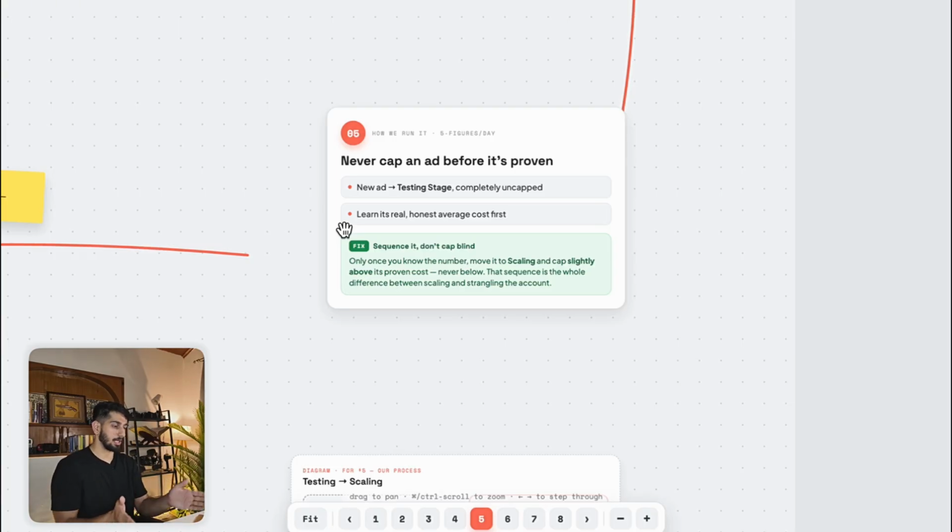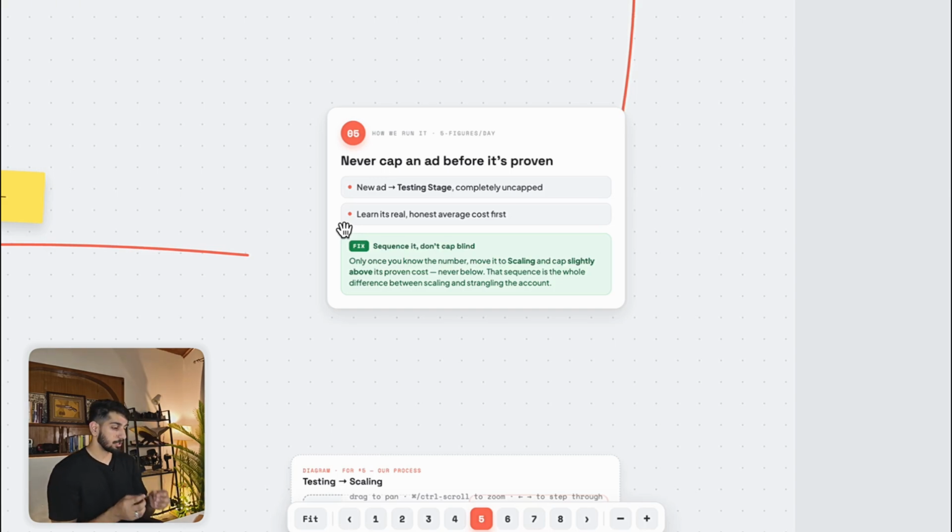A brand new ad, what's going to happen is it'll go into what we call the testing phase, right? And in this phase, there is no caps. It is completely uncapped because we want to understand, well, what is the honest average cost of acquisition for this specific ad? And that is very important to understand and figure out before we set a cost cap on it, because if not, you're setting a number based out of thin air, right? It's not based off of real data.